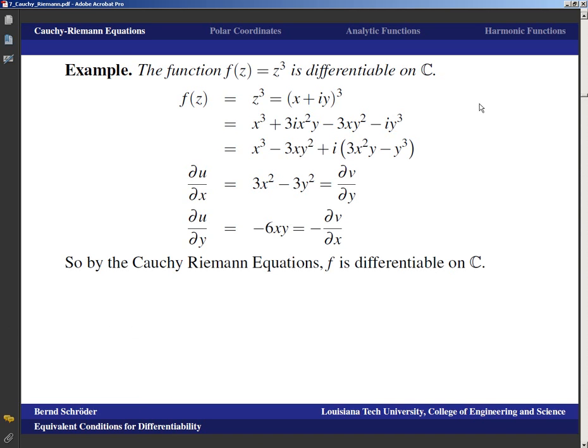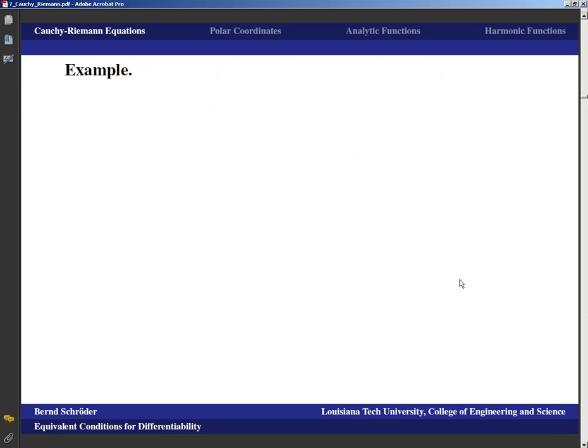By the Cauchy Riemann equations here, the final conclusion, f is differentiable on C. Well, that's nothing new. But let's take a look at something new. I think we'll also still look at z bar, but we'll also look at the function f of z equals e to the z, and we say that that's differentiable on C. Well, that is actually new.